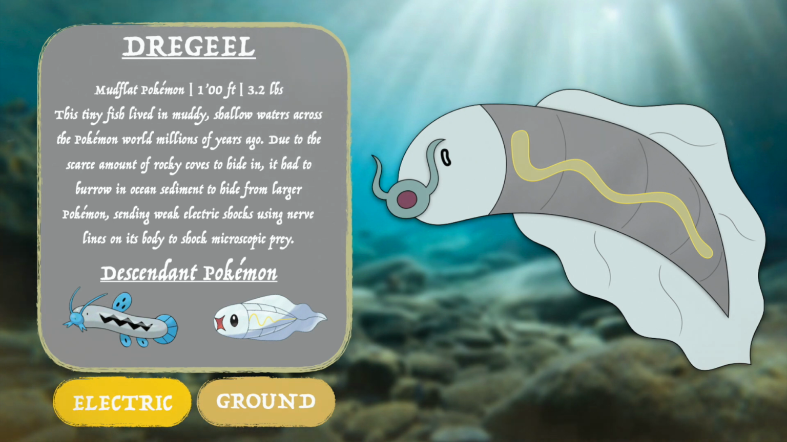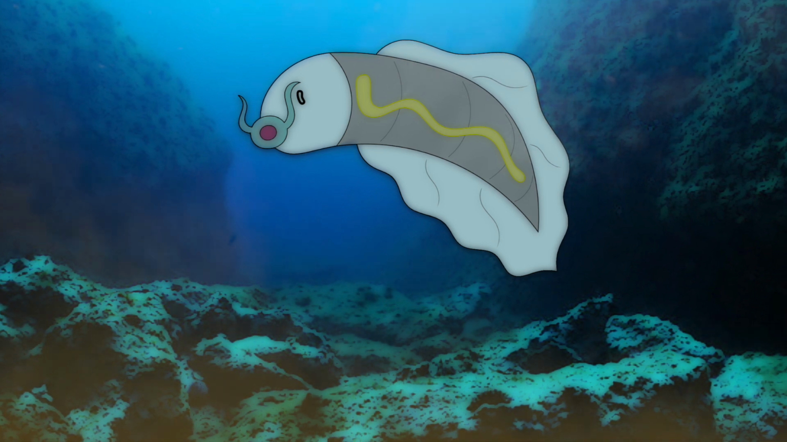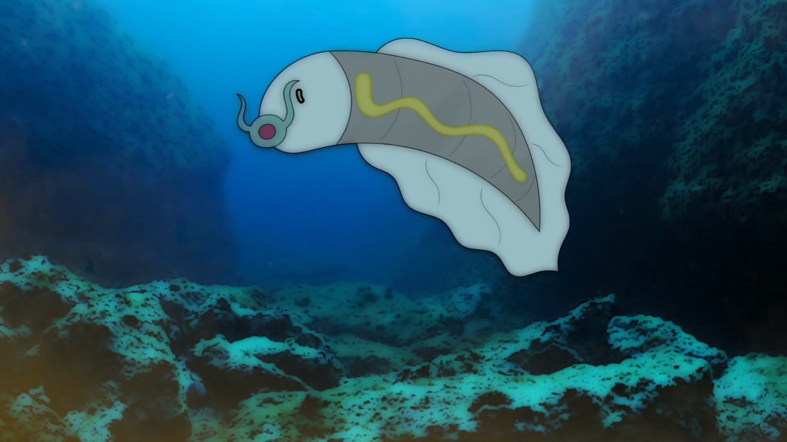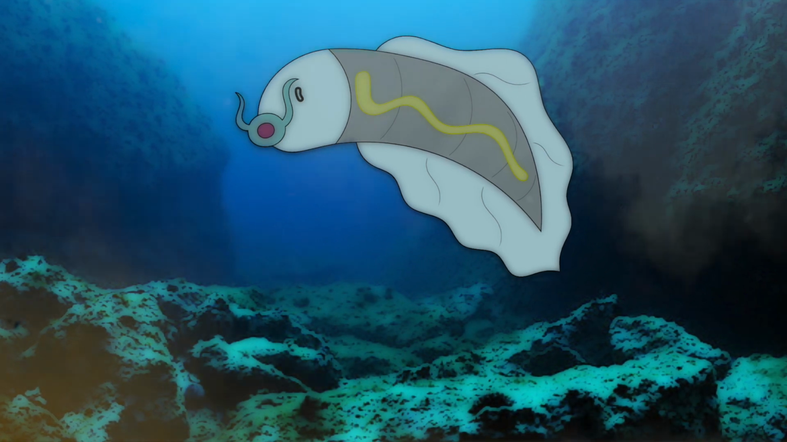This tiny fish lived in muddy, shallow waters across the Pokémon world millions of years ago. Due to the scarce amount of rocky coves to hide in, it had to burrow in ocean sediment to hide from larger Pokémon, sending weak electric shocks using nerve lines on its body to shock microscopic prey. This Pokémon is nothing too impressive, but it was one of the first modern fish Pokémon, before more advanced shark-like species evolved into existence. It doesn't really have a jaw, just like its two descendants, so it couldn't bite or attack. Instead, it uses weak electricity to shock and then scoop up weak prey using that open mouth of its to filter feed. I would say that Dregiel would have lived in warmer waters.